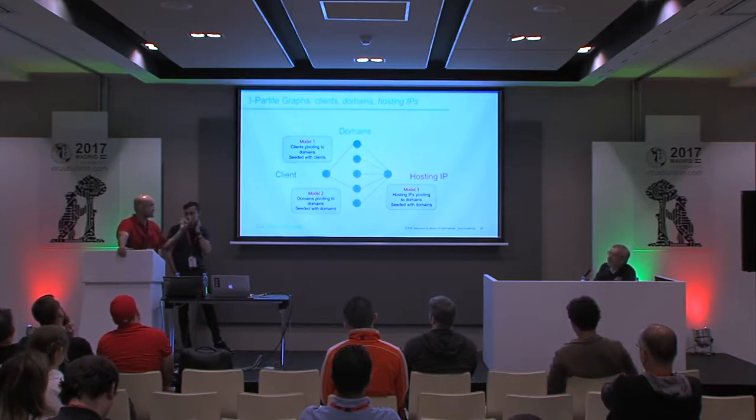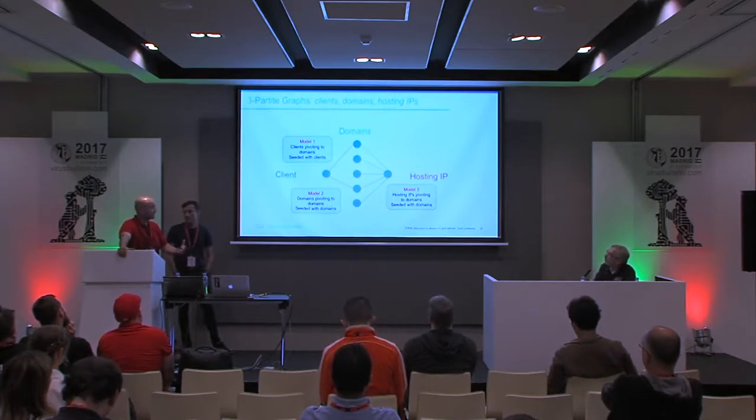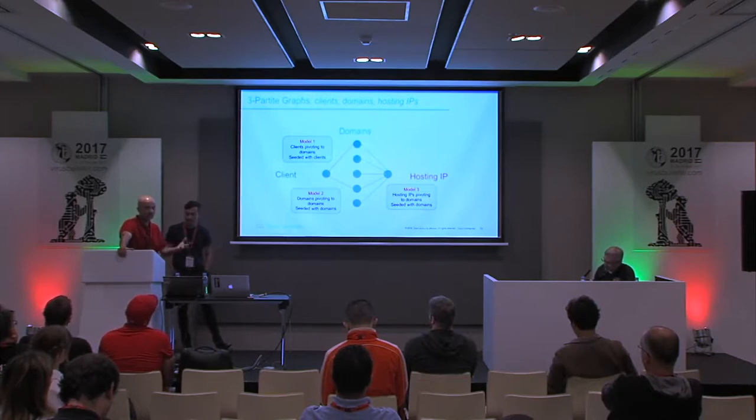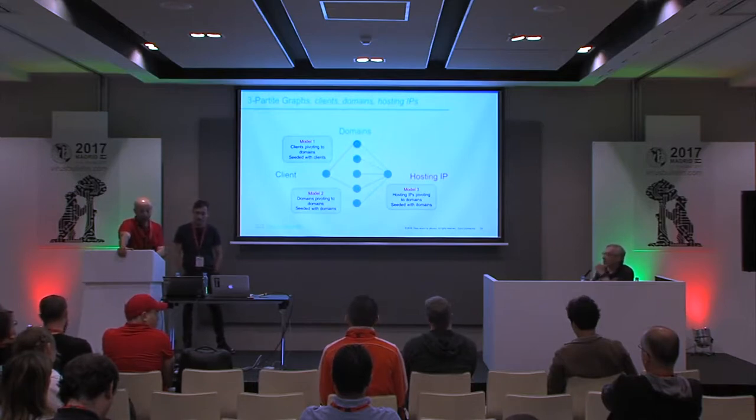So the first model was basically around seeding with clients and then finding domains pivoting through those. And then the second model was seeded with domains that were malicious, and then we found some other bad domains through the clients. And finally, the third one is the passive DNS approach, where you seed with domains and you find some other bad domains by strictly concentrating on the behavior of the client of the hosting IPs.